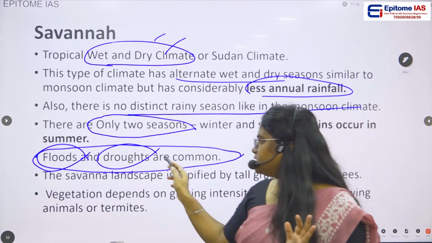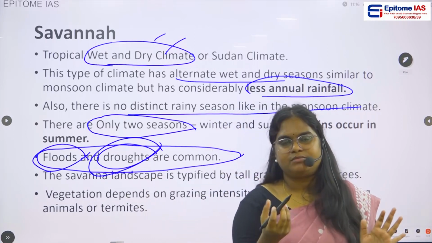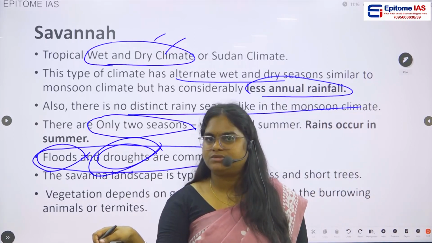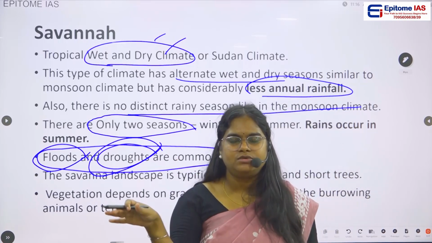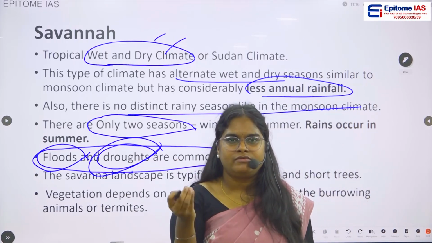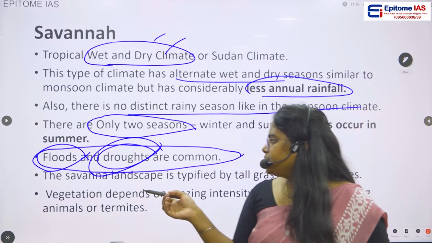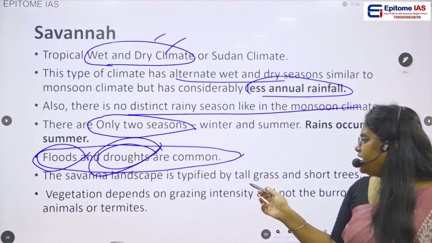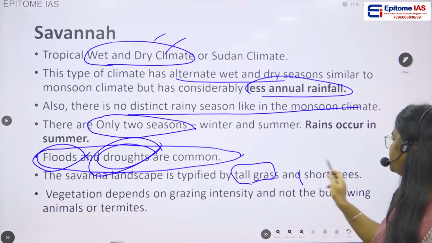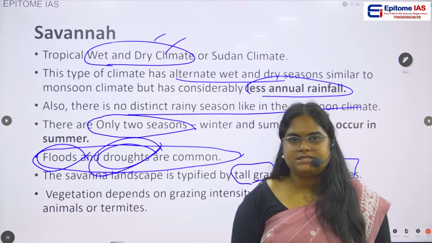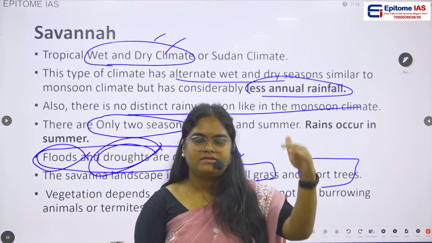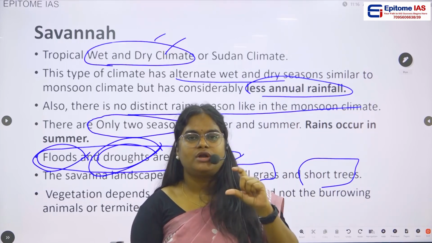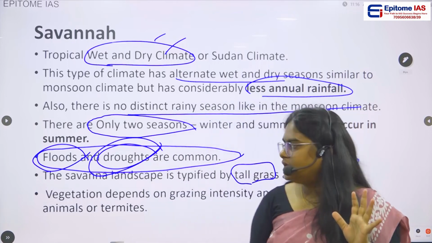Okay. So when there is a drought, when a dry season is happening, there is no rain, then these grasses, what will happen? These grasses dry out and they are prone to forest fires. Okay. The savanna landscape is typified by tall grasses and short trees. So these grasslands actually have tall grasses. The grasses are very tall and the trees are shorter compared to other types of climate.